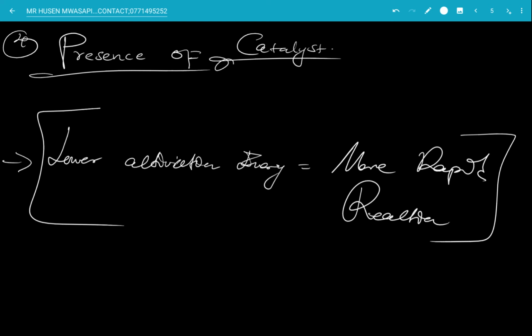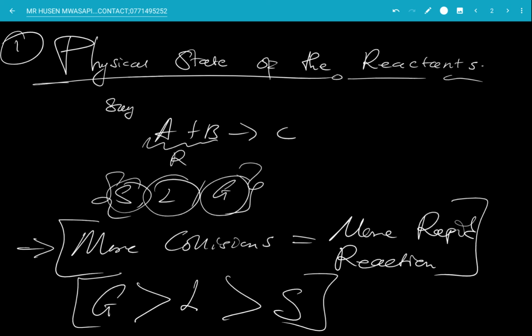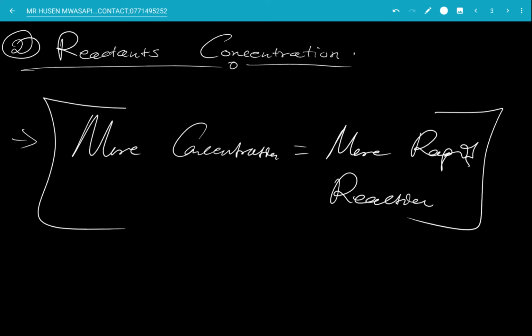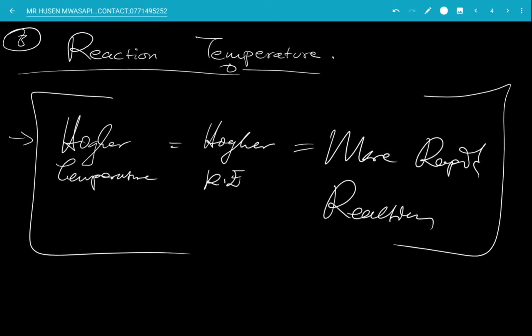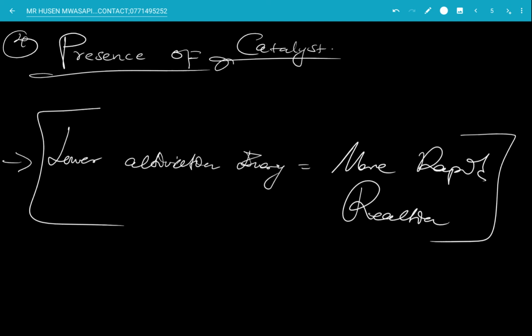So we have discussed the 4 main factors that affect the reaction rate, and all these have been understood. So the first one is the physical state of reactants. Remember, the more collision, the more rapid the reaction. So the higher the collision, the higher the reaction rate. The higher the concentration, the higher the reaction rate. The higher the temperature, the higher the reaction rate. The lower the activation energy, the higher the reaction rate.